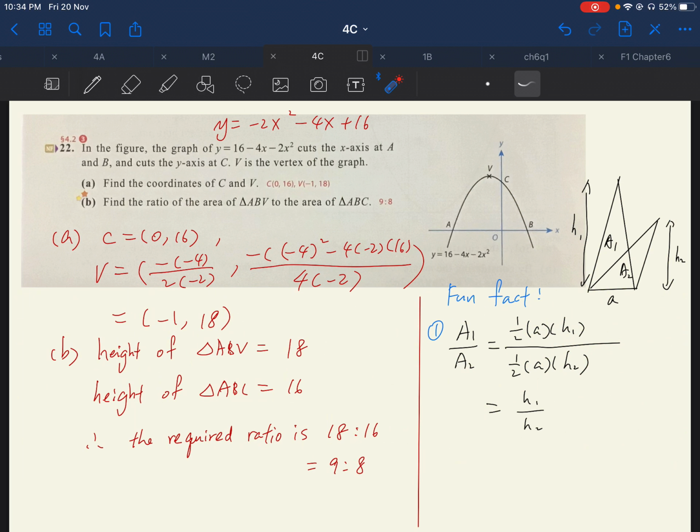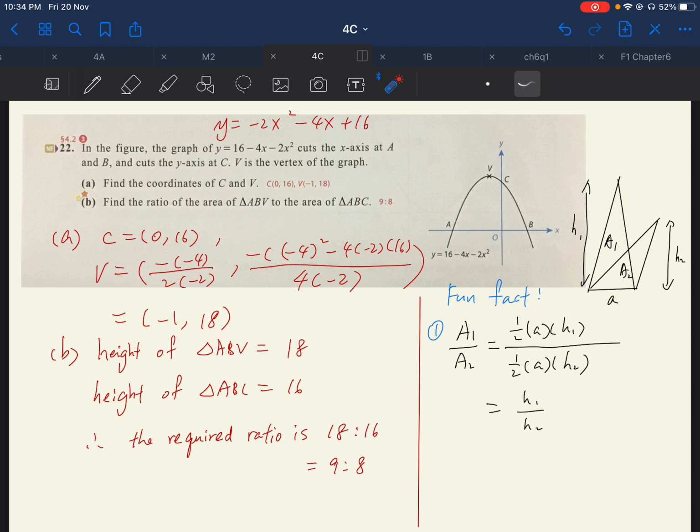For this one, notice that all the numbers are given. So let's try to make it into general form, so it's maybe easier for you to work with. Find the coordinates of C. C is just the y-intercept, which is just the constant term. So C is 0, 16. For V, same idea. Use the formula, and you will have V.